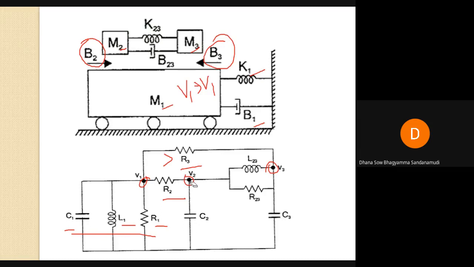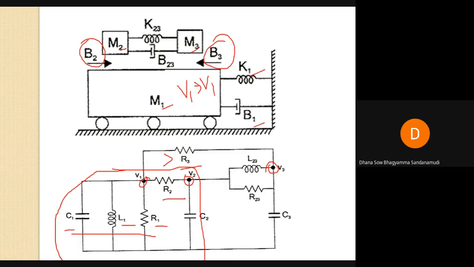At node 2, M2 is connected. What is M2? M2 is nothing but C2. At node 2 connect C2. Up to here it is over. I think it is clearer to you.